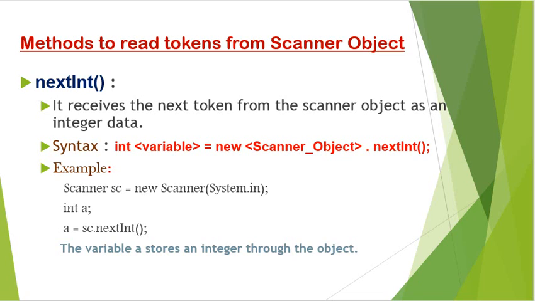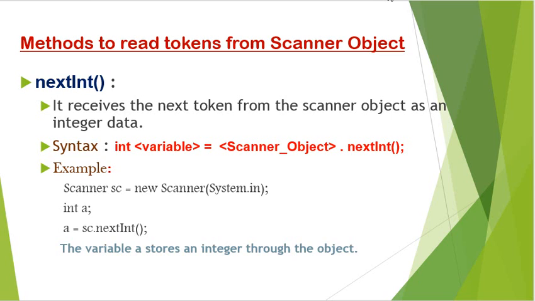So the syntax of using this method is that int, this is the data type, then the variable name, then equals to, then the Scanner object that we have to write, and then the next method, nextInt, this is the method name. So we have to remember this syntax. So one example is given here. First we have to create the object of the Scanner class. This we have done: Scanner sc = new Scanner(System.in), within parentheses that we have to write.